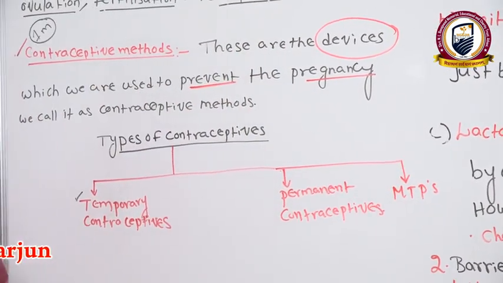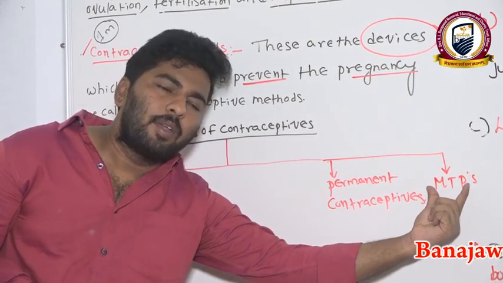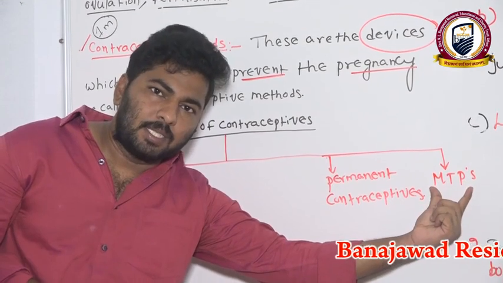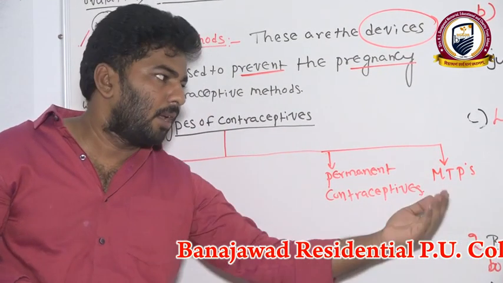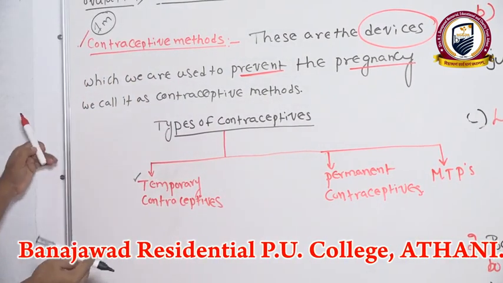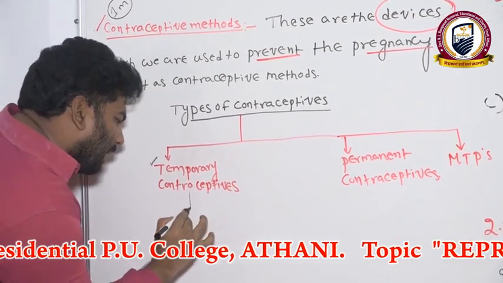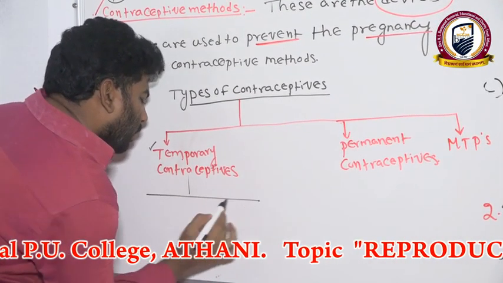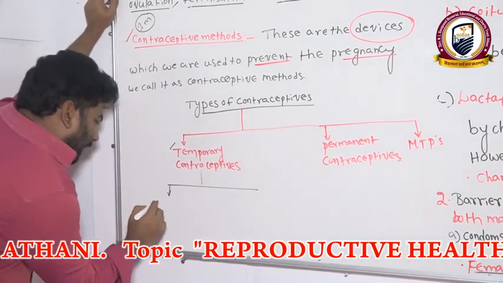Medical termination of pregnancy. This is also legal, where we are removing the pregnancies, or legally doing abortions, with the help of medical practitioners. Clear? Now we'll discuss temporary contraceptives, which again can be divided into different types.